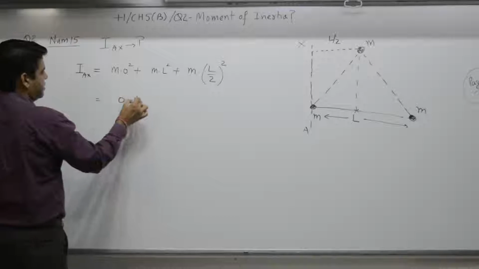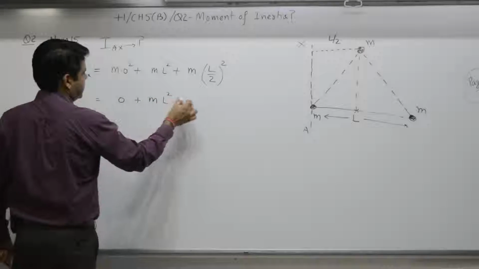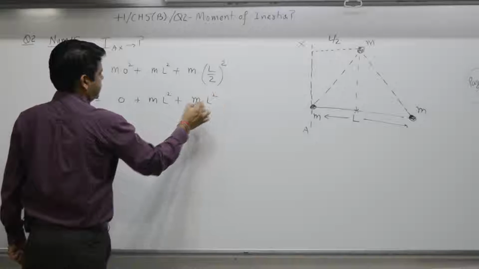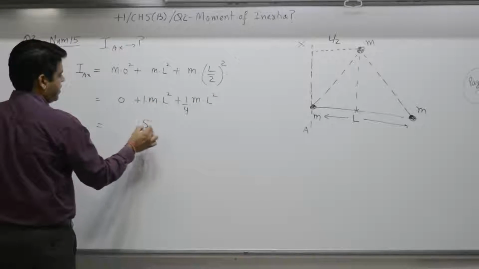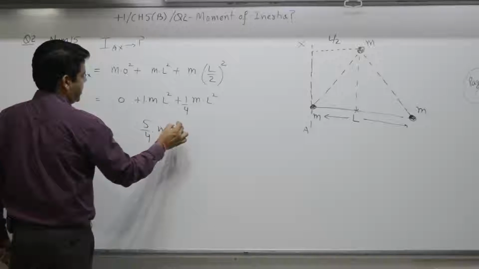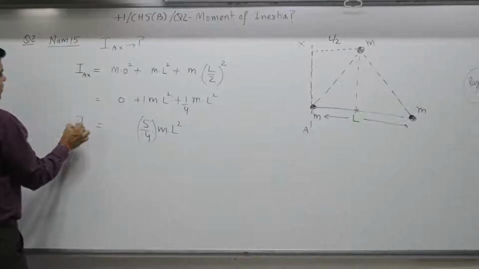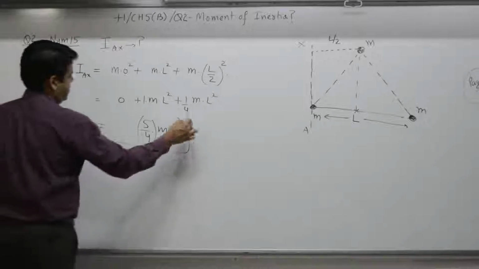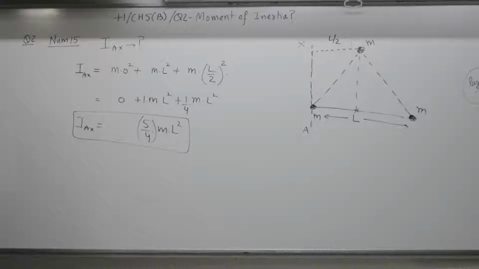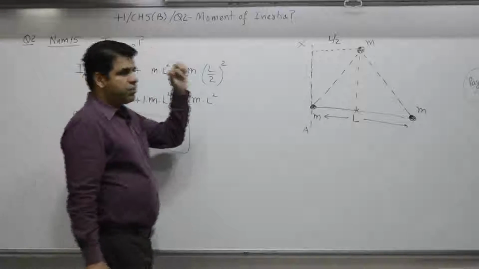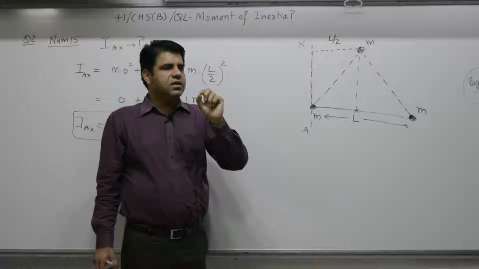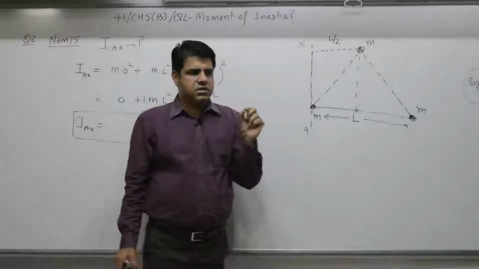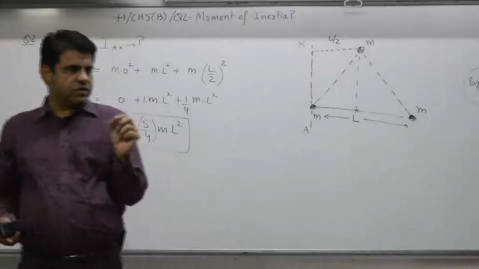So the answer is 0 plus ml square plus ml square by 4. This is 1 plus 1 by 4, 5 by 4 ml square. So moment of inertia is 5 by 4 ml square. In the expression for moment of inertia, it was sum of m into r square, where r is the perpendicular distance from axis of rotation.